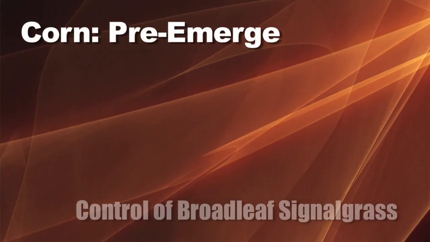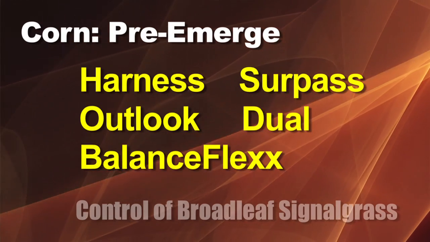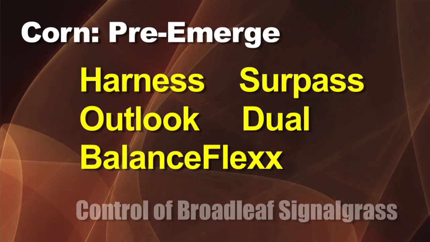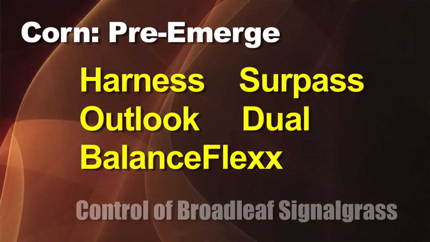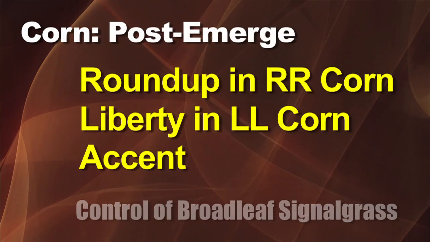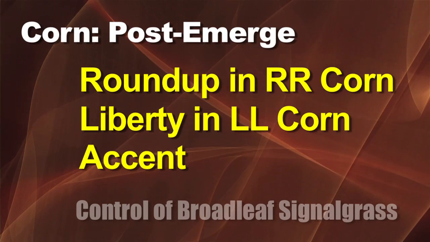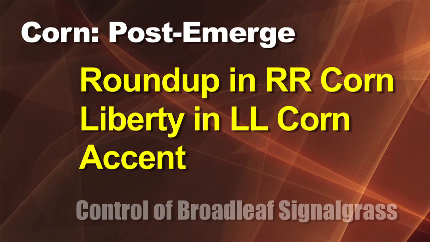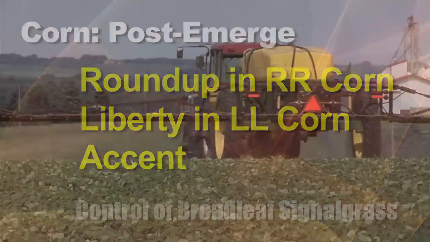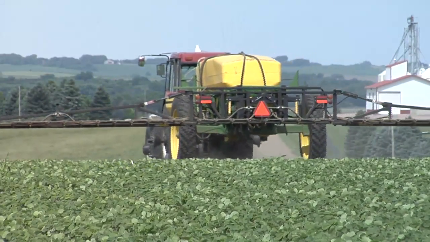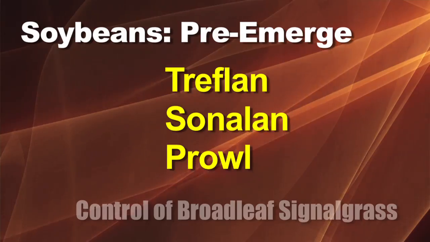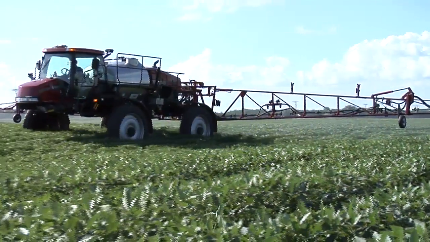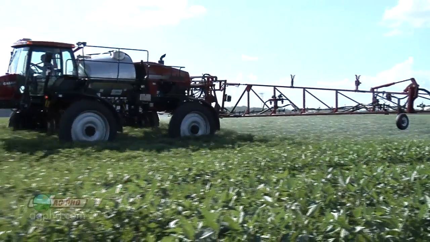All of a sudden, we really started having problems with broadleaf signalgrass. Now, the pre's aren't exactly perfect on it, but you can do a nice job with things like Harness, Surpass, Dual, Outlook. Even Balance Flexx isn't too bad, getting a good start on broadleaf signalgrass. Then you come back timely with Roundup or Liberty, or Accent if you have conventional corn, will actually get it up to about 2 inches tall. It's always more difficult controlling grasses in a grass crop like corn, but when you switch to a broadleaf crop like soybeans, it's really not that tough. You can start with Treflan, Sonalan, Prowl, clean it up with one of the grass killers later on. It's not as big a deal, and of course there is Roundup and Liberty available in Roundup and Liberty soybeans.